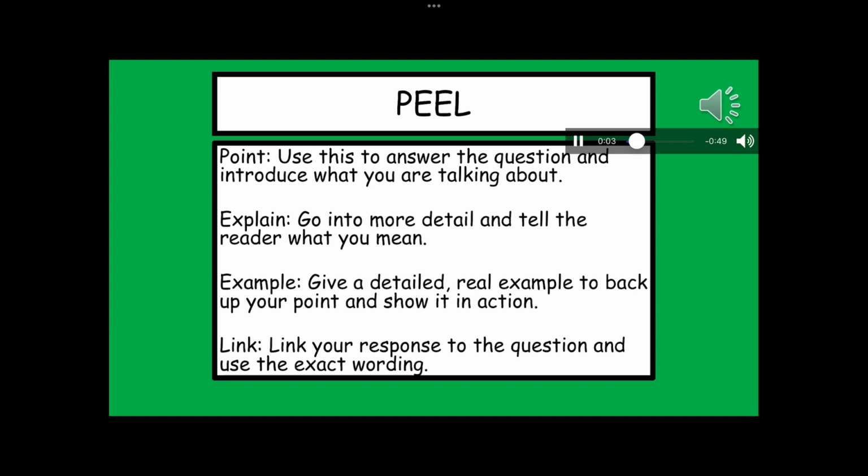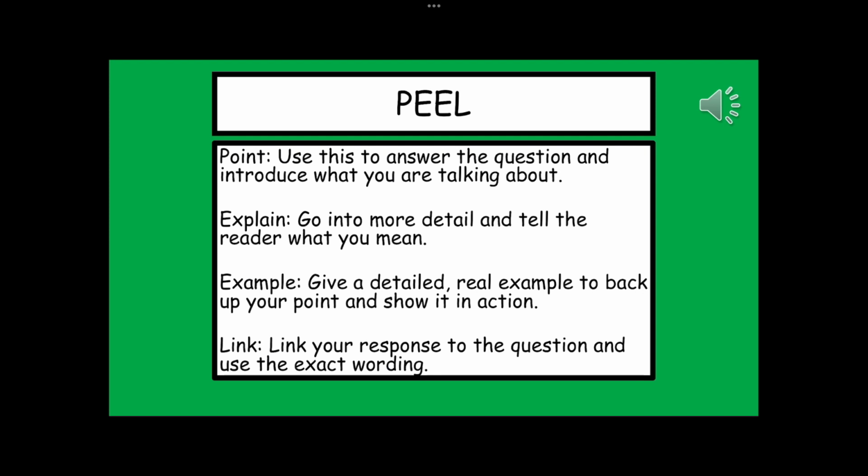So we're going to look at how to structure your answer for both describe and explain questions. The structure we're going to follow is a PEEL structure, and PEEL stands for point, explain, example and link. For your point, you want to use this to answer the question and introduce what you're talking about. We'll go through some examples of this as well. For your explain section of your answer, you want to go into more detail and tell the reader what you mean. Like I said when we were talking about explain questions, you could use words like "because" to make sure that you're developing your point.